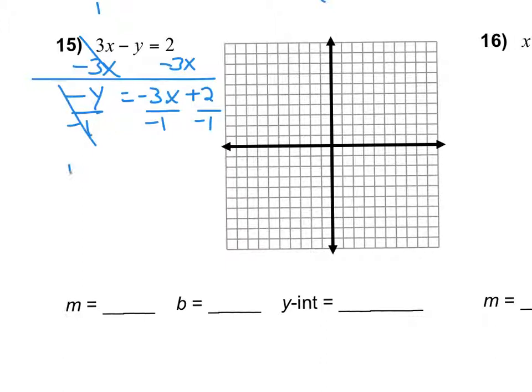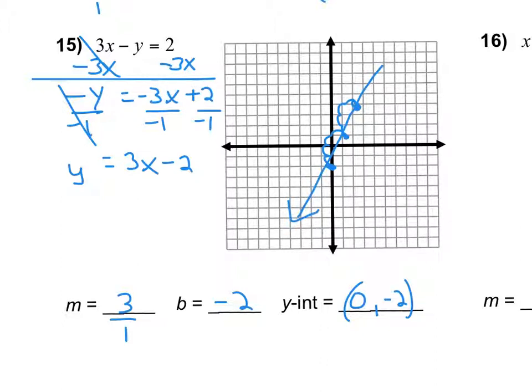So this goes away and I just get y. Then I get a positive 3x minus 2. So my slope is 3, or 3 over 1. The b is -2, and the y-intercept is 0, -2. And now you get to graph. So is the graphing the easiest part at this point? Pretty much. Okay. So put 0, -2 there, and then up 3 over 1. Up 3 over 1.